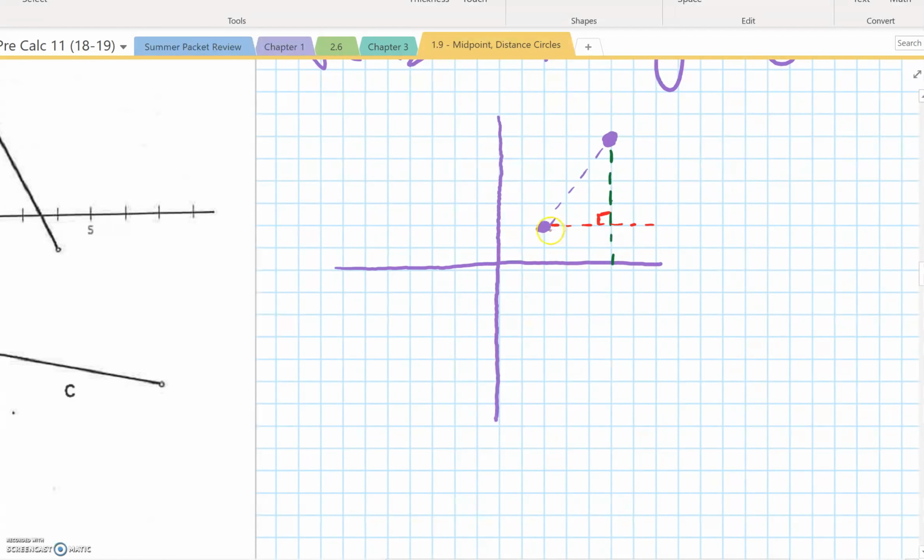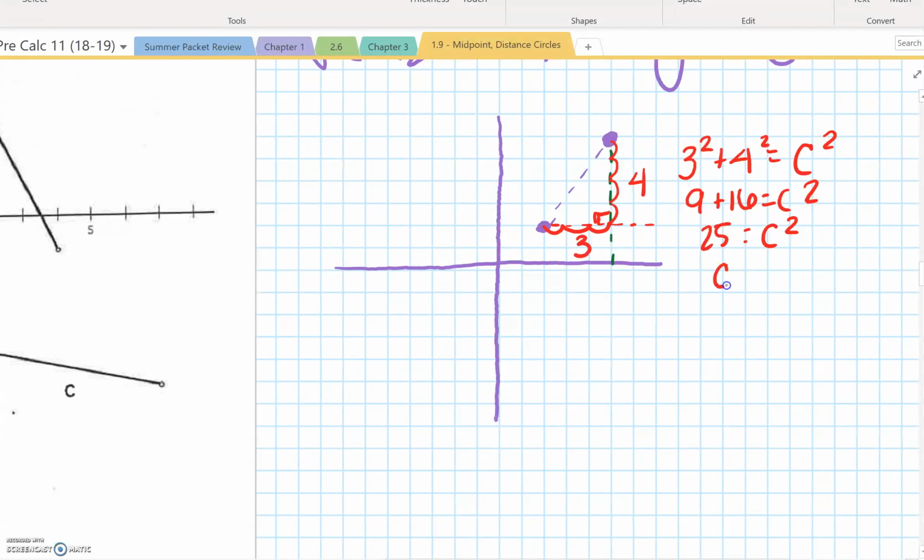You could figure out that this is 1, 2, 3 units long, and this is 1, 2, 3, 4 units long. And if you remember, when you're solving for a right triangle, you can use the Pythagorean formula and do 3 squared plus 4 squared equals c squared. So you'd get 9 plus 16. This would equal 25. That's c squared, so your value of c is 5.